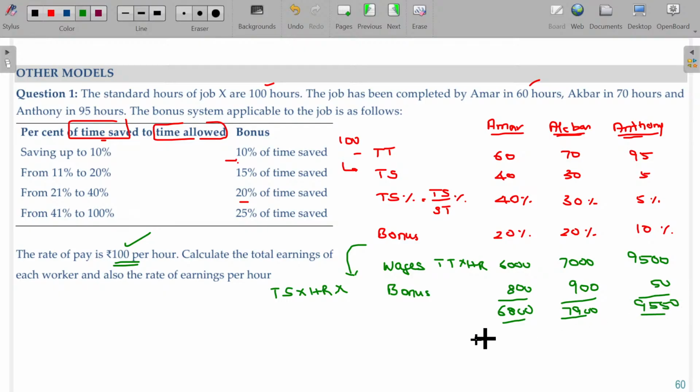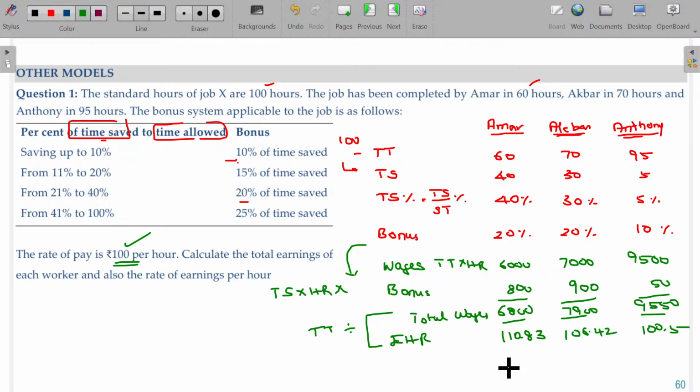Now you can find out the effective hourly rate also, which is nothing but total wages payable divided by time taken. 6,800 divided by time taken, in this case being 60. If I divide this by 60, 110.83 will be the answer. 106.42 will be the answer. 100.50 will be the answer. Clear?